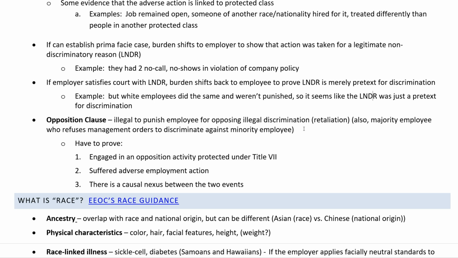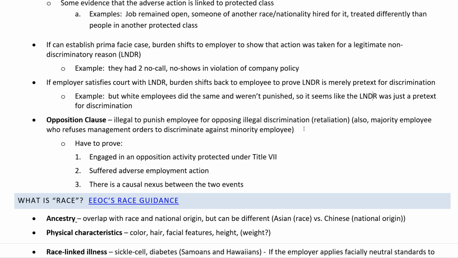So we imagine here like a majority employee, let's say we have a white employee who's being asked to discriminate against black employees. And they know that's wrong, so they refuse to follow those orders from management, and they're not going to discriminate, and then they get fired, retaliated against for not following orders. Okay, so that is illegal for the employer to fire somebody for opposing these discriminatory activities.